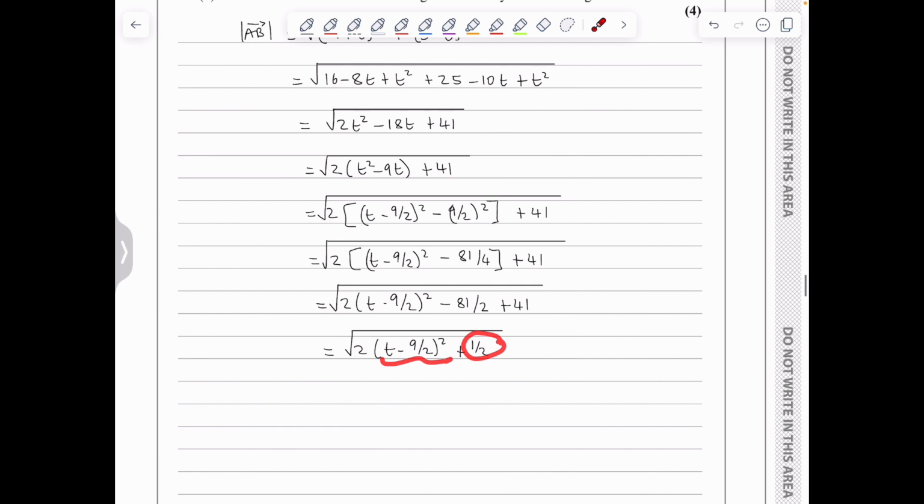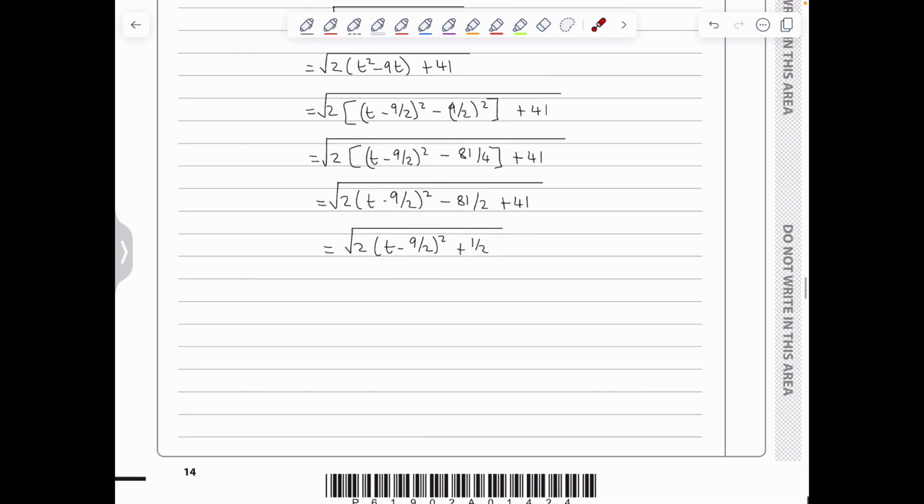Well, this square can never go negative, so it will be a minimum when this drops dead, when t is 9 over 2, and therefore we conclude that the minimum distance between the two gears, so the minimum magnitude of the vector AB, will be when t is 9 over 2, and it's simply going to be root of a half. So we've got root of a half meters.